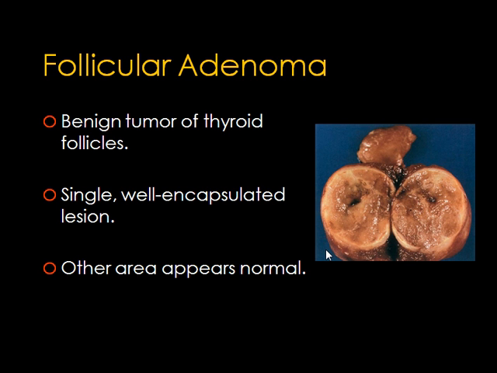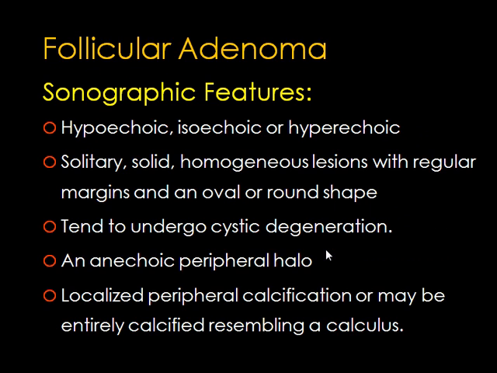Follicular adenoma is a benign tumor of thyroid follicles. It is usually a single, well-encapsulated lesion. The other area of the gland appears normal. Sonographically, adenoma has a broad spectrum of appearance. It can be hypoechoic, isoechoic, or hyperechoic to the normal thyroid tissue.